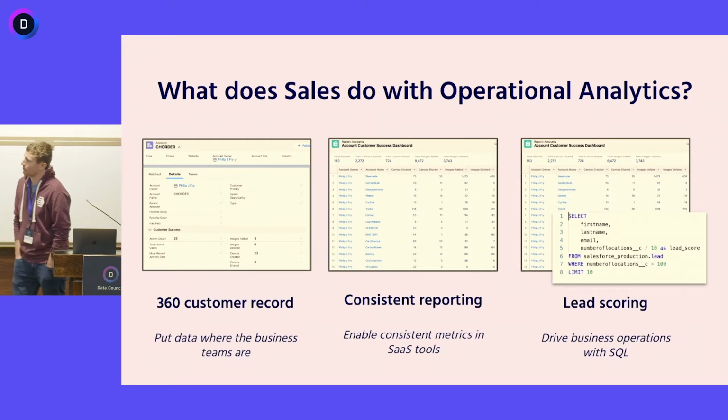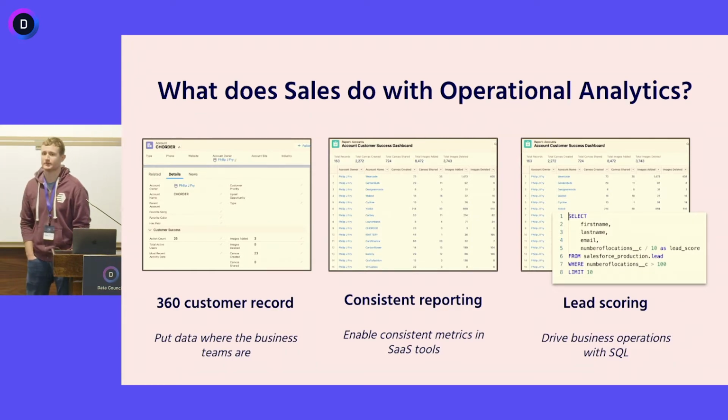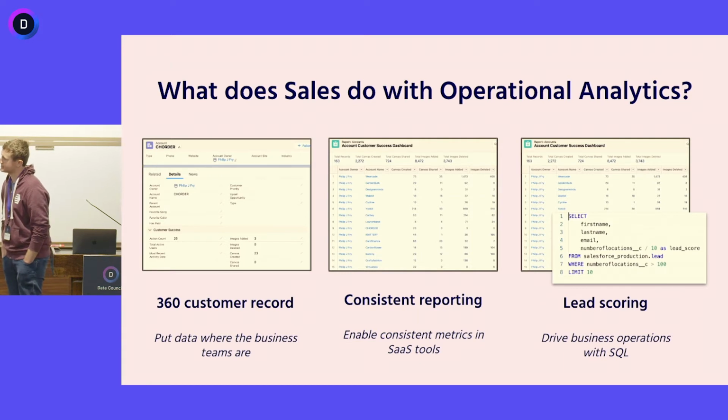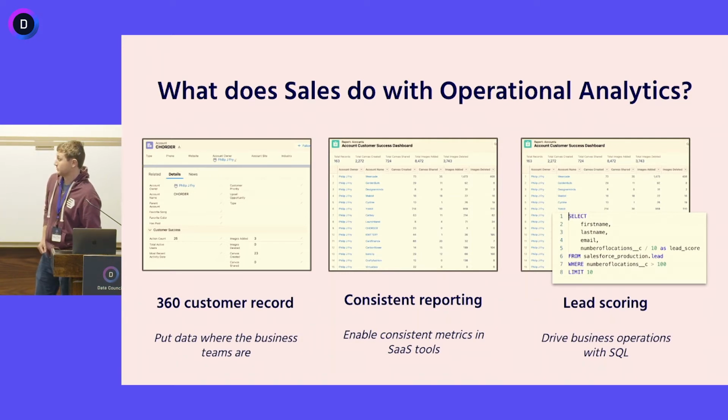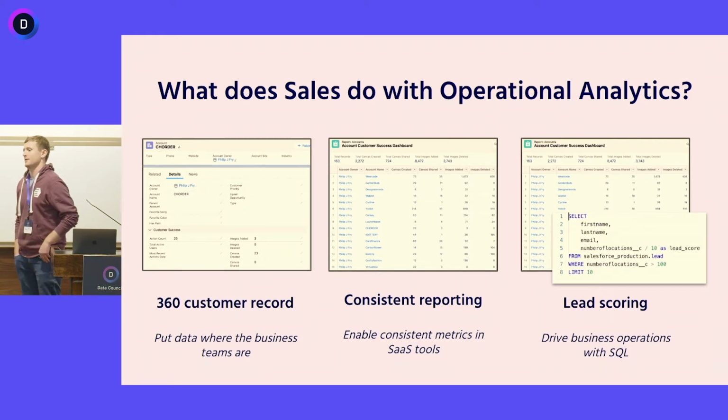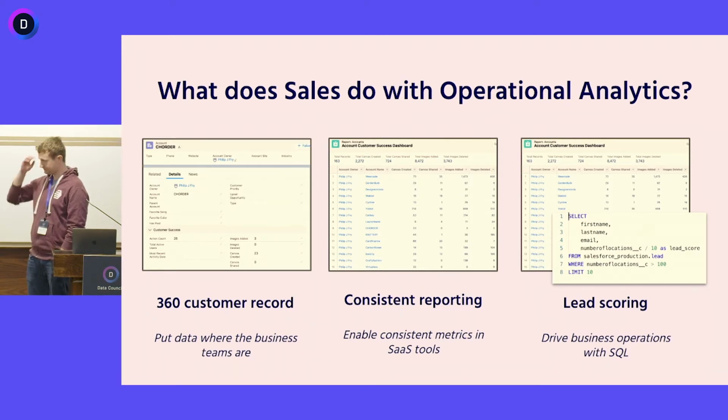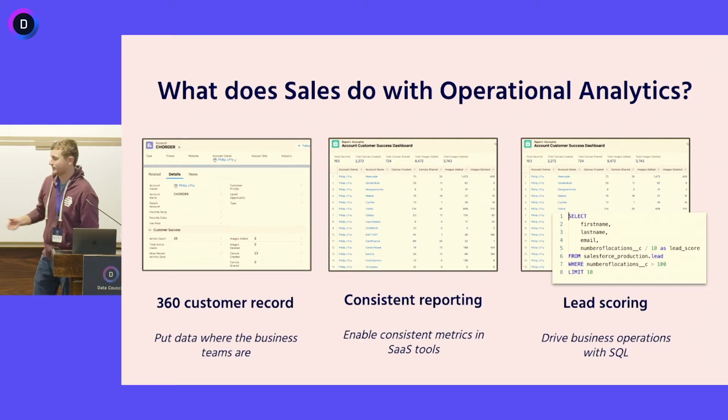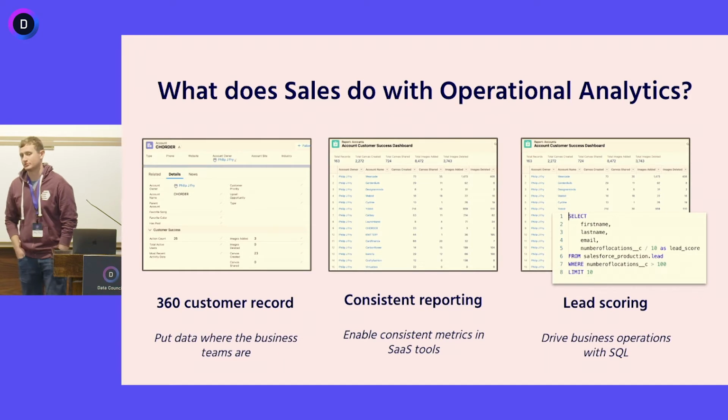Another use case is consistent reporting, given how often a report from one tool doesn't match up with the BI tool, or doesn't match up between multiple different tools. That hub and spoke approach can fix that by making sure the same information is mirrored in all of your different systems. The third use case is a specific one, lead scoring. Thinking about product-led growth, how can you leverage information about product usage to identify sales leads that you could then reach out to?